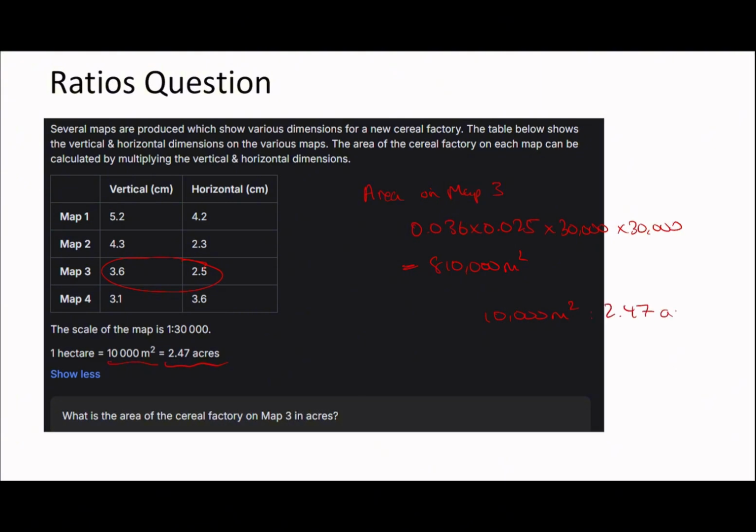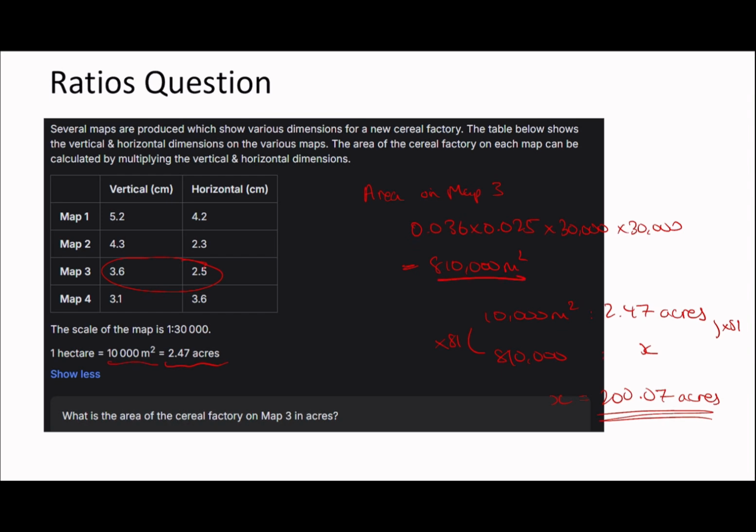10,000 meters squared is 2.47 acres. We have 810,000. We want to figure out what x is. So what you do is you do 810,000 divided by 10,000 to figure out how many times you have to multiply that by. So times by 81, times it by 2.47, and so you get 200.07 acres. So x equals 200.07 acres.